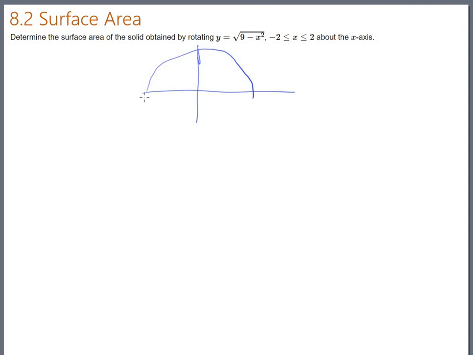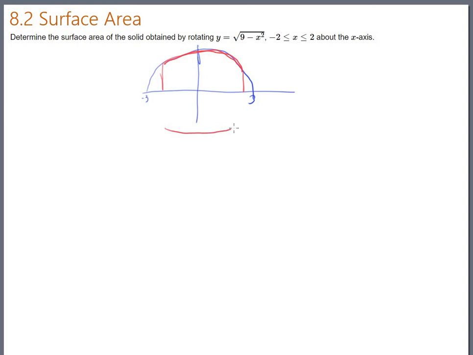The circle, again, would go from -3 to 3. We're only finding the surface area, rotating it from -2 to 2. So -2 to 2. We're going to take that much of the circle and rotate it around.